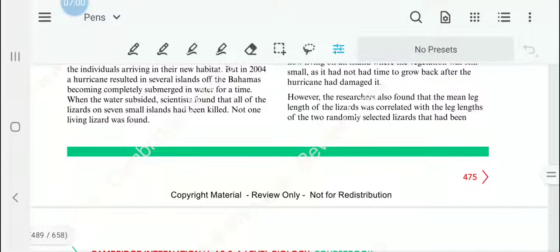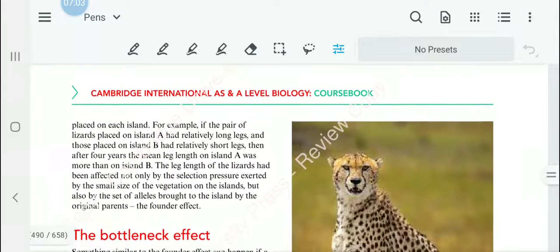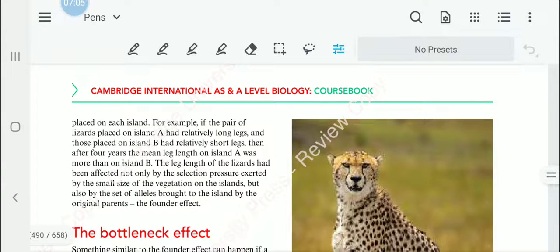Write down, when such a new population is developed, they will not only be affected by the selection pressure of their environment, but also by the set of alleles that they inherit from their original parents, that is the founder effect.